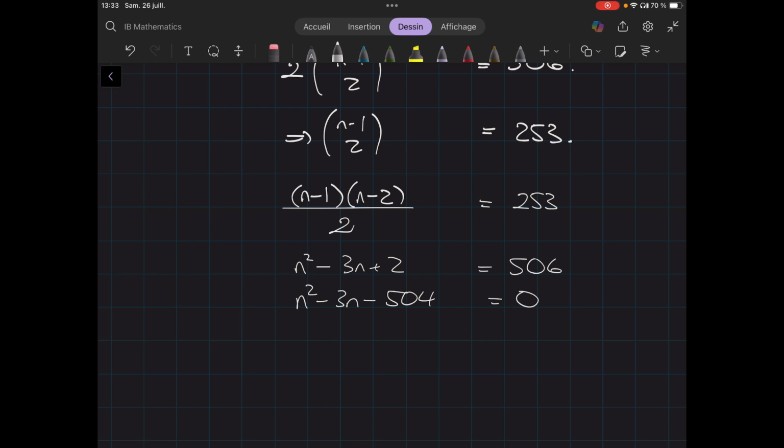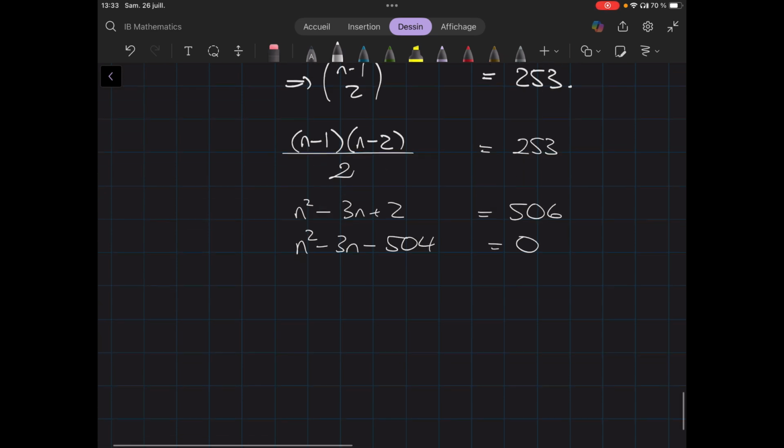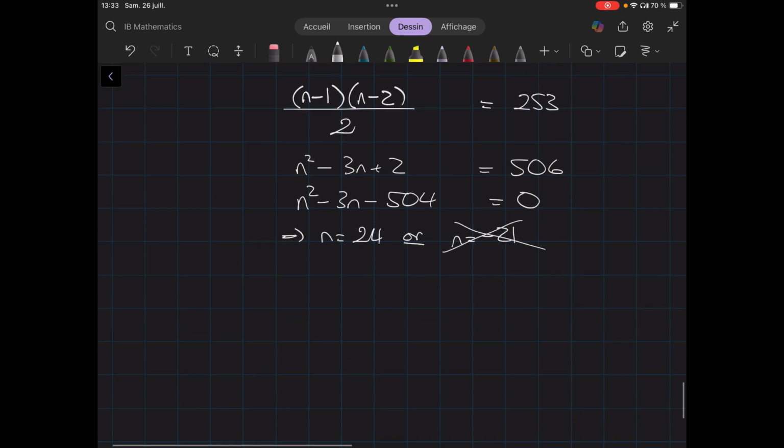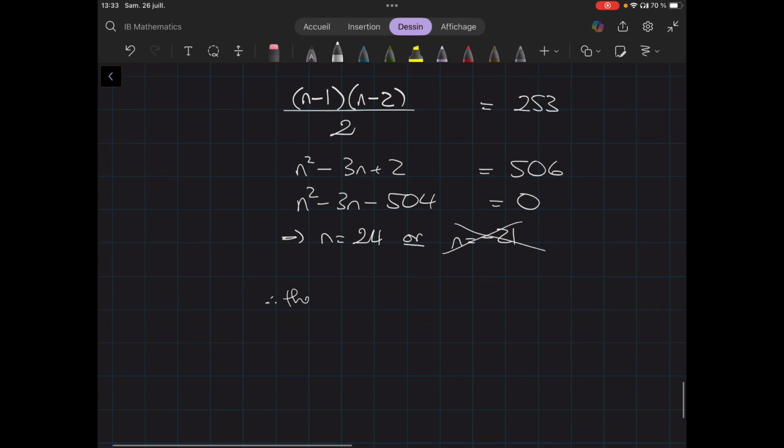And from here, you have to solve the quadratic equation. This guy would tell you that n is equal to 24 or n is equal to negative 21. The number of students cannot be negative. Therefore, there were originally 24 students in the class.